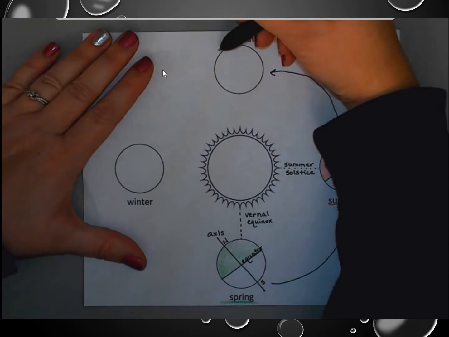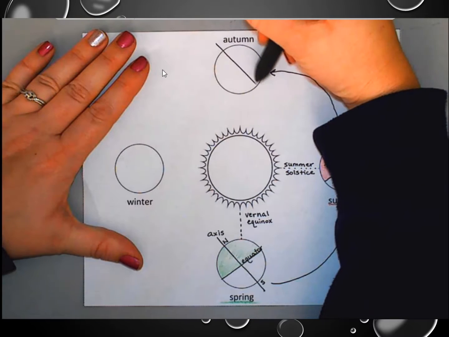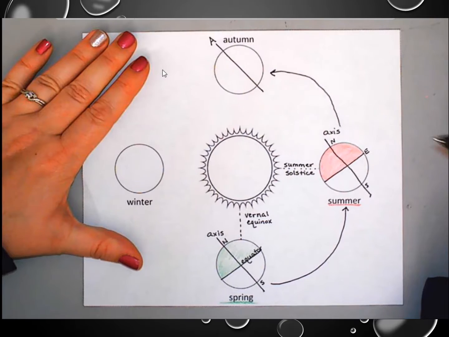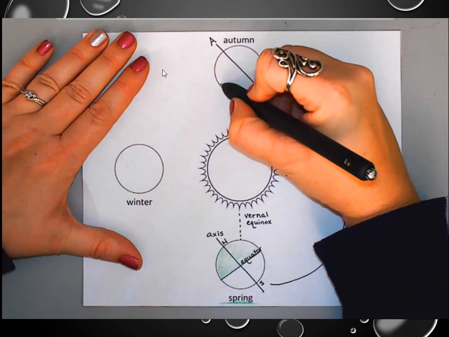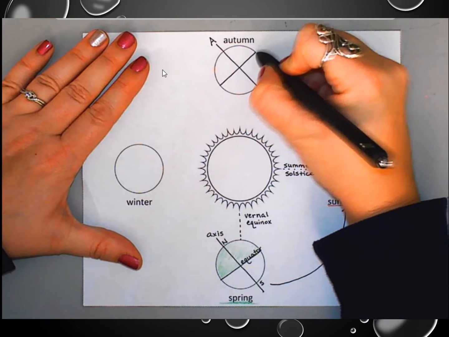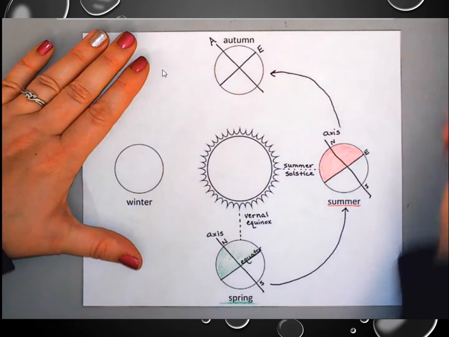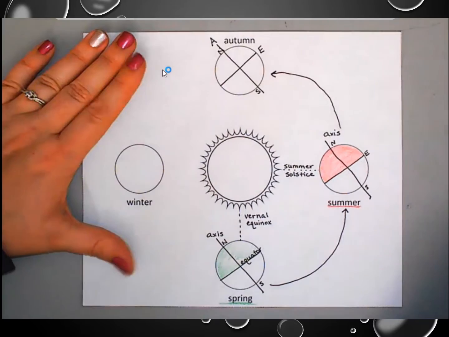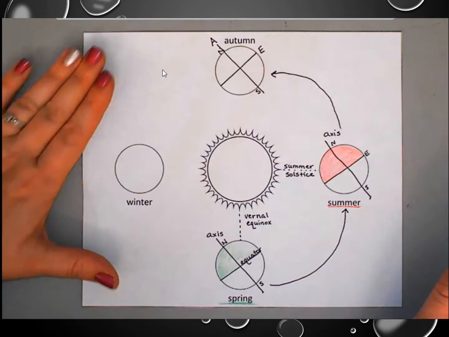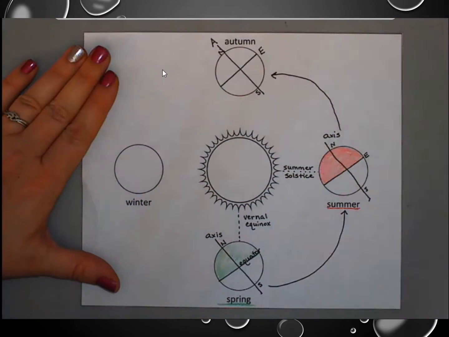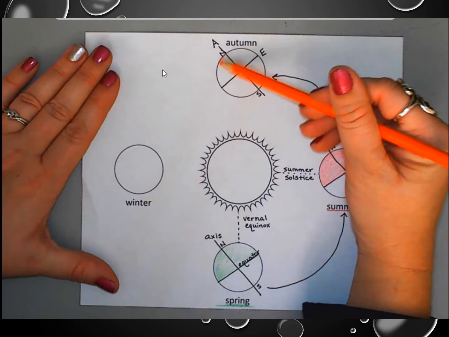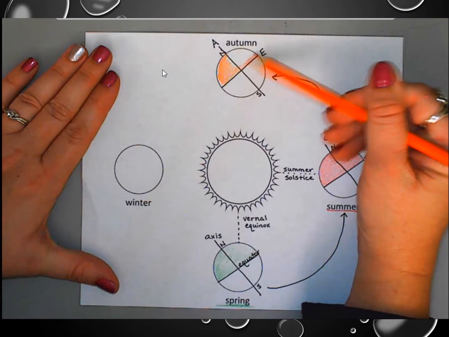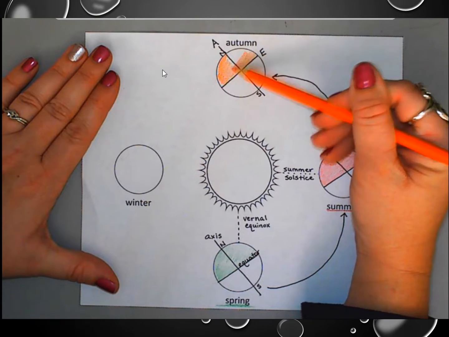Our axis, if you want to label it with just an A, our equator with an E, and of course North Pole and the South Pole, so that we're focusing on our hemispheres. And so now it's going to be fall, and I'm going to use orange and color that northern hemisphere orange for fall, for autumn.